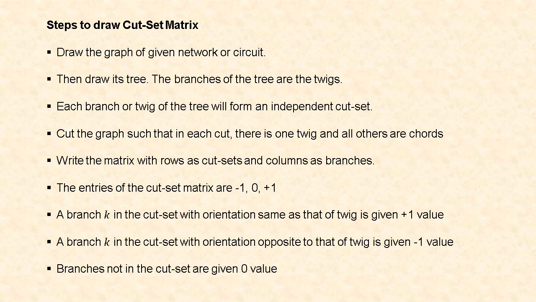Write the matrix with rows as cut sets and columns as branches. The entries of this cut set matrix are -1, 0 and +1. The branch K in the cut set with orientation or direction same as that of the twig is given +1 value. Similarly, the branch K in the cut set with orientation, that is direction, opposite to that of the twig is given -1 value. Branches that are not in the cut set are given 0 value.